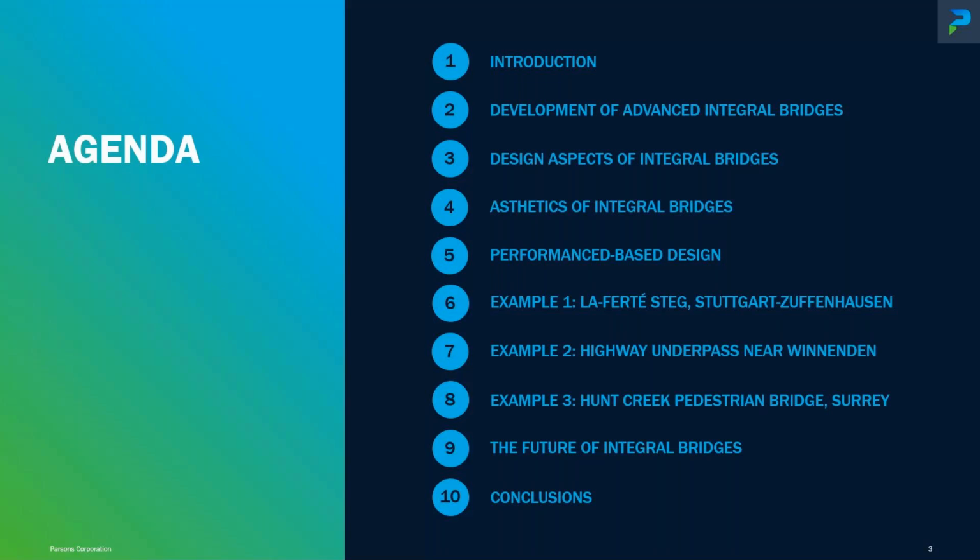And then I come to three examples, two of them in Germany: the Lafayette-Steg in Stuttgart-Suppenhausen, which is a pedestrian bridge, and a highway underpass near Winnenden. And then I have a Canadian example here, the Hunt Creek pedestrian bridge in Surrey, a bridge that hasn't been built yet. And before I come to the conclusion and close out this presentation, I would like to have some remarks about the future of integral bridges, because I believe we are just at the beginning.